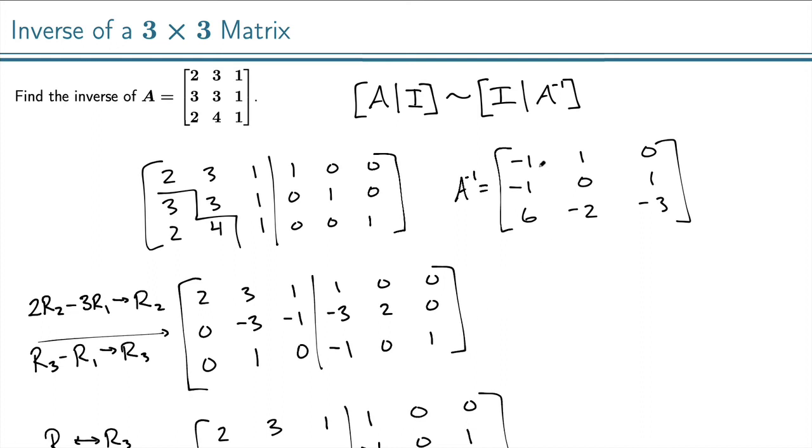Okay, and you can of course check that your answer is correct by multiplying these two matrices. You can take that first row times that first column. And I'll go ahead and let you do that. I'm not going to go through that. I happen to know that this is the correct inverse.